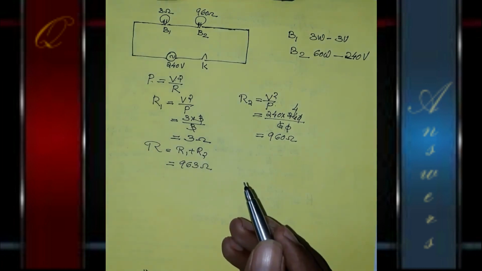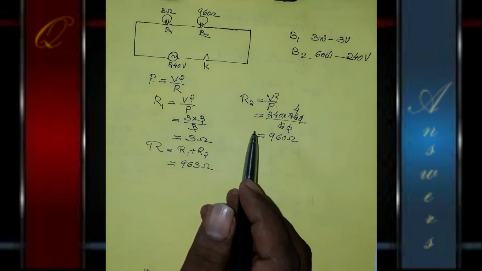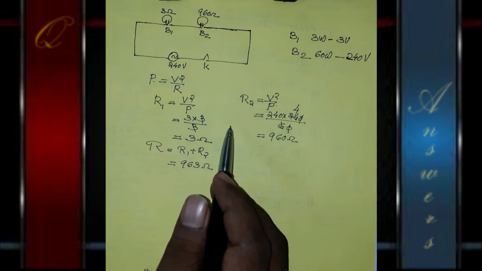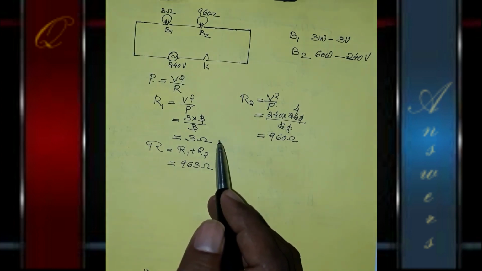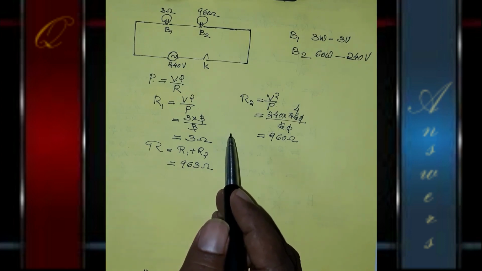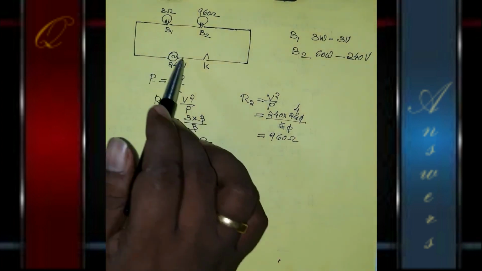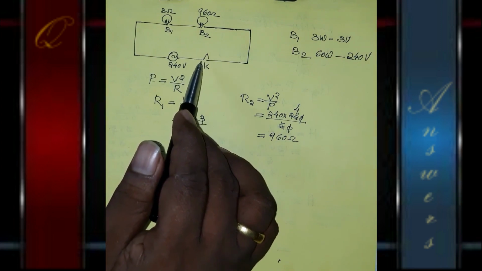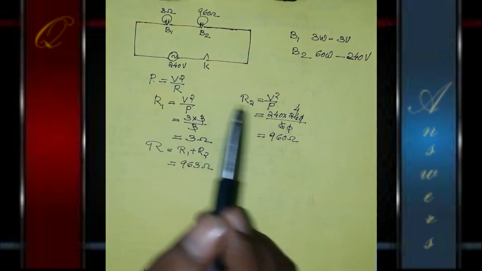Now, the first question is about which one has more resistance. Which has more resistance? The second one. The second bulb has more resistance. Then the second question is, if we switch on the circuit as arranged in the diagram, whether both the bulbs will glow or not. That is, you have to find out what happens when the key is switched on. What about the brightness of this bulb?